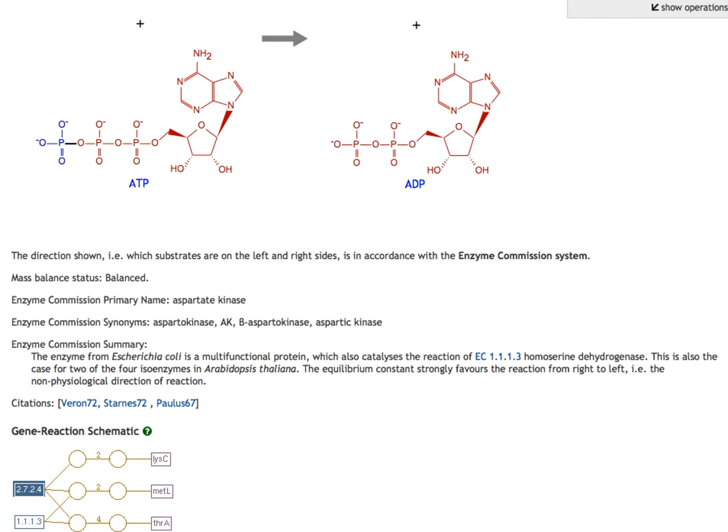The 3 circles represent the protein complexes that catalyze this reaction, and a second reaction shown here. 2 of the complexes are homodimers. The third is a homotetramer, based on these numbers. The 3 purple boxes represent the genes that code for each of those proteins.